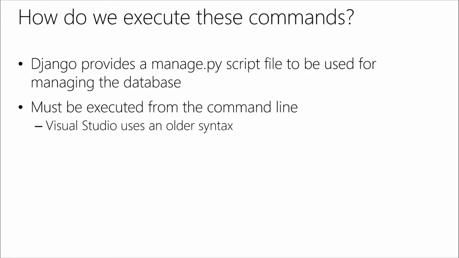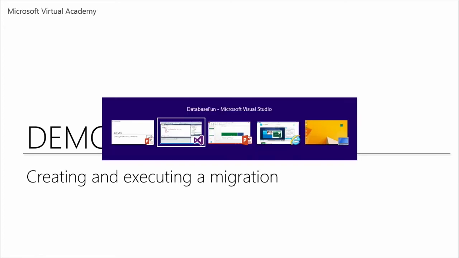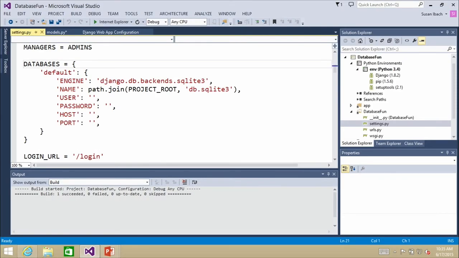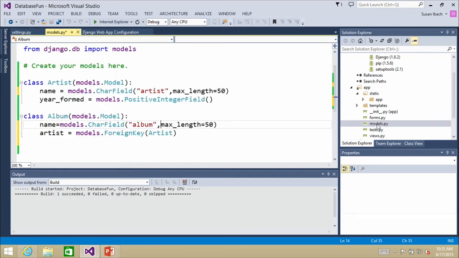Once you've done that, how do we execute it? In Visual Studio, we're actually going to do it from the command line. I'll show you how to bring up the command line tool inside Visual Studio so you can execute these commands, because Visual Studio uses an older syntax. So this is the way it's going to work if you're inside Visual Studio. If you use a different tool, you may have different ways of executing these commands. So let's see how it works. I'm going to show those models again because I want you thinking more about the models than settings. There are the classes I created, and there are the properties which I defined.